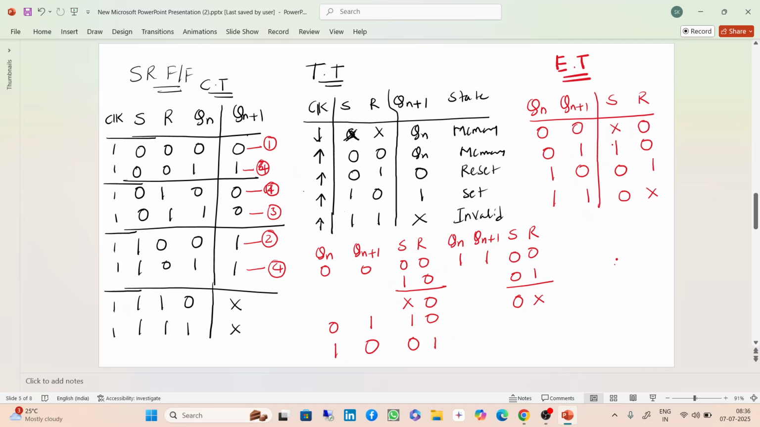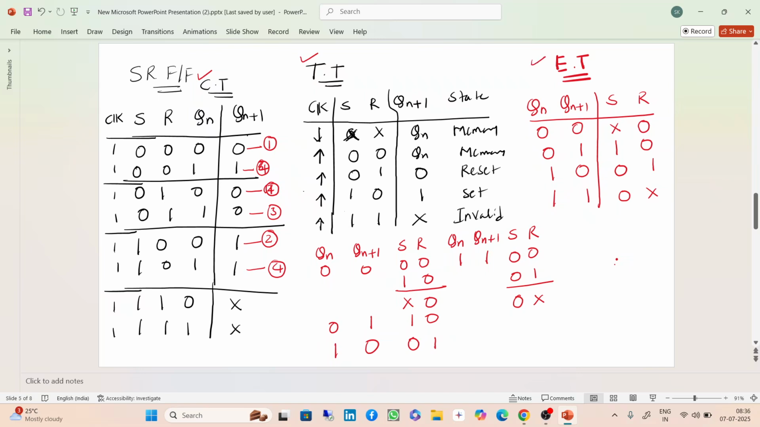How to remember it? One method is to remember directly: don't care 0, 1 0, 0 1, 0 don't care. Or remember it like this: don't care 1 0 0 in S comes in reverse in R, that is, don't care 1 0 0. So this is the excitation table. This is the characteristic table, this is the truth table, and this is the excitation table.